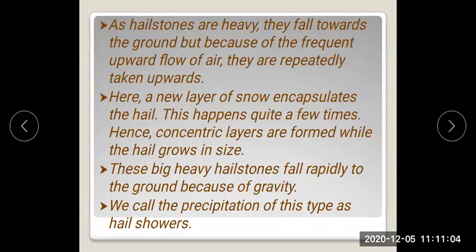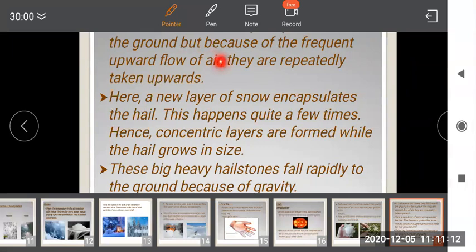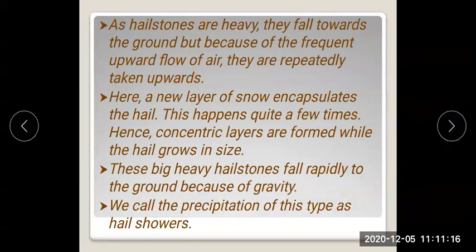Then, as hailstones are very heavy when they fall towards the ground, but because of the frequent upward flow of air, they are repeatedly taken upwards. Most of the students, I know you have observed hailstones in your village or your native place. When we stand on the ground, you can feel how strong and heavy they are when they fall, because the upward flow of the air repeatedly takes them upwards.